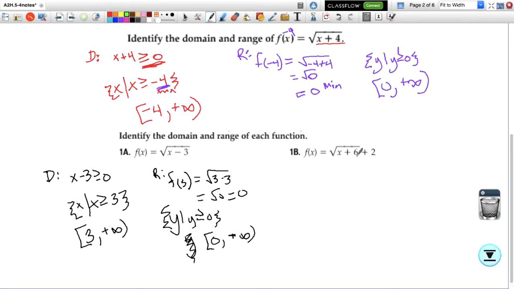Okay. I'll give a go on this one, which is going to be a little bit different because I'm adding on the outside now, so it's going to influence my range piece. Again, for the domain, I only care about the radicand.